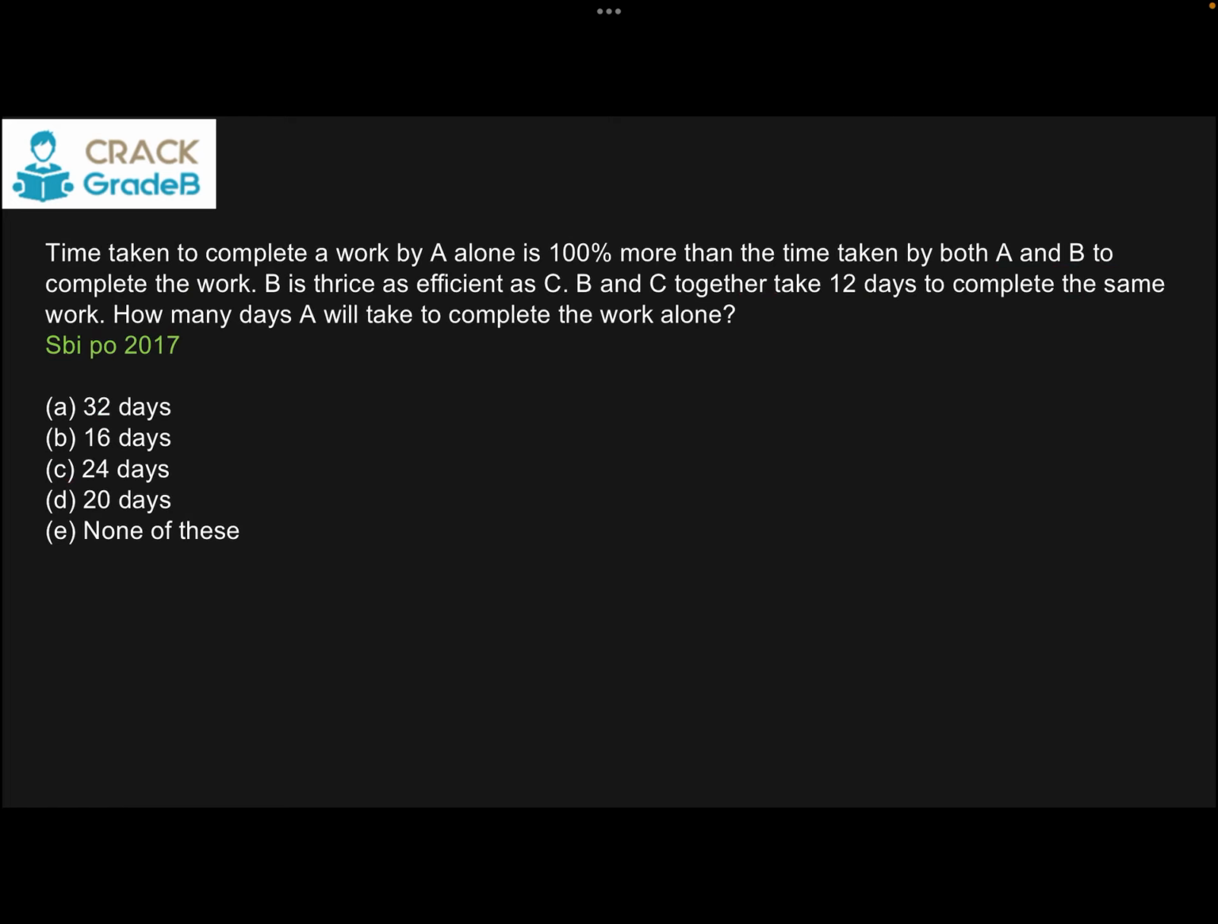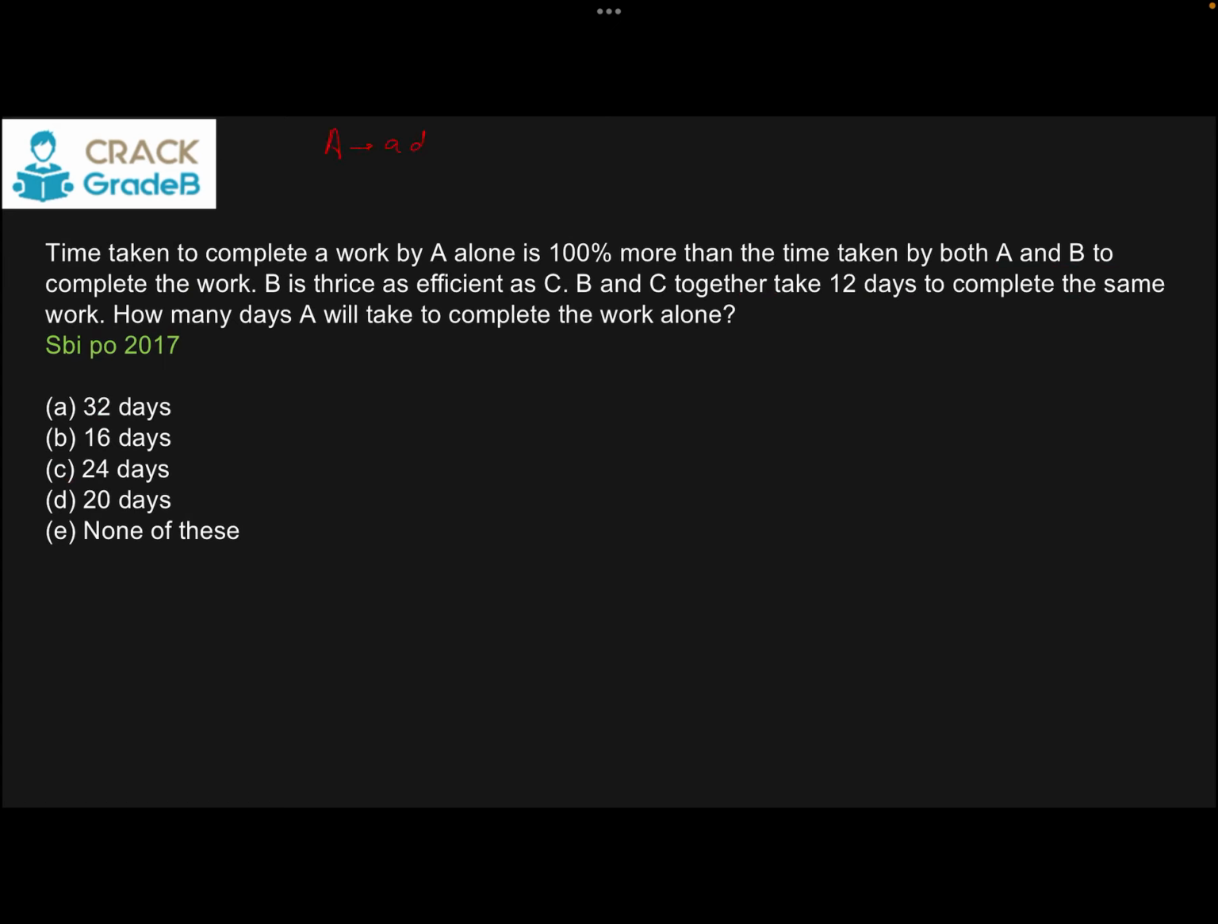Time taken to complete a work by A alone is 100% more than the time taken by both A and B to complete the work. So friends, if you read the statement, first of all you have to realize the efficiency of A and B are going to be equal if A is taking 100% more time. So you have to realize that, and you have to start your question upfront there. But if you don't realize why it's so, let's solve it first.